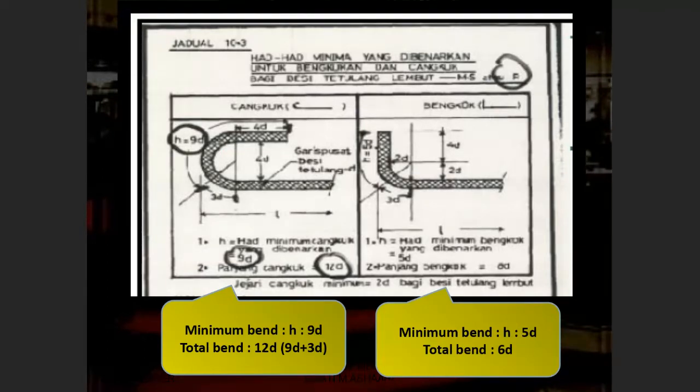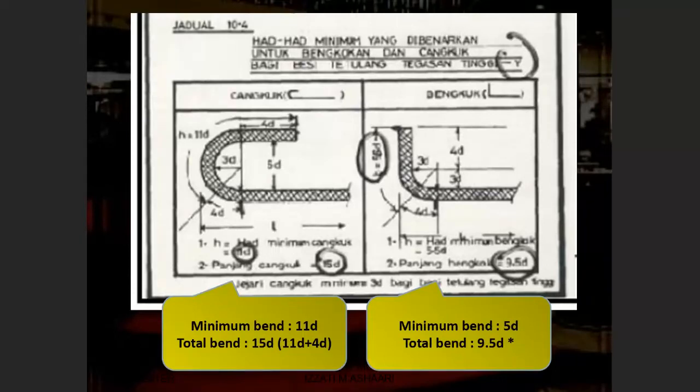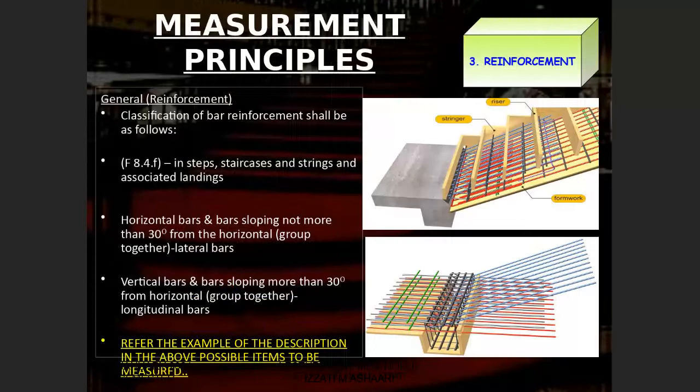Okay, so this is in Malay. Look at what has been highlighted in yellow color. You can refer to this one. Minimum bend is H. Minimum bend is 9D. Total bend is 12D. This is how we get 12D. This is how we get 6D. Okay, I'm sure this had been covered in your Measurement 1. So this is just a recap.